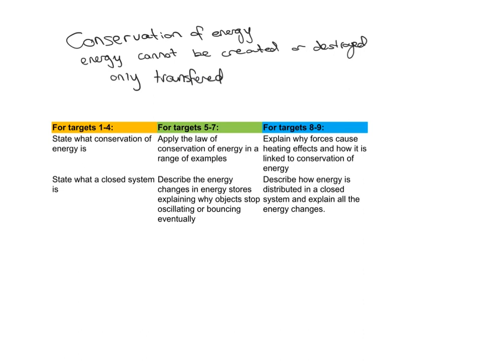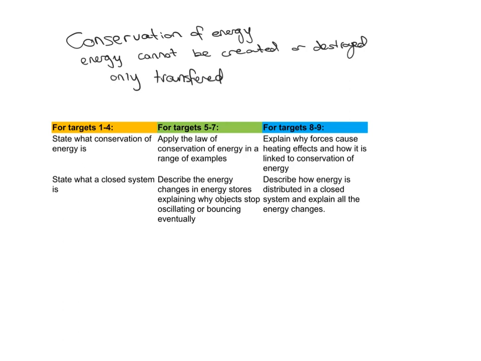And you should also be able to describe the energy changes, explaining why objects stop oscillating or bouncing eventually. For that, I will do a quick description as well now. Now, if you want a higher target of an 8 or a 9, then you should be able to explain why forces cause heating effects. Is what we said before already. If you are heating an object constantly, eventually the particles within the object will start moving faster, it will start heating up. You cause more of the vibrations to go to the object's particles or atoms and molecules that make it up. And you should also be able to link this to the conservation of energy.